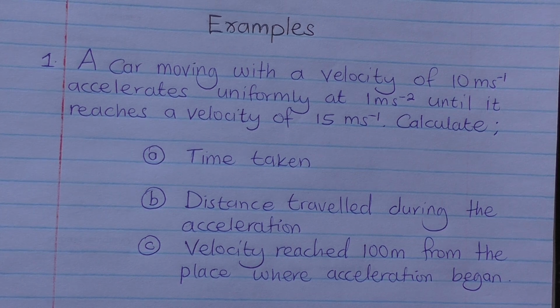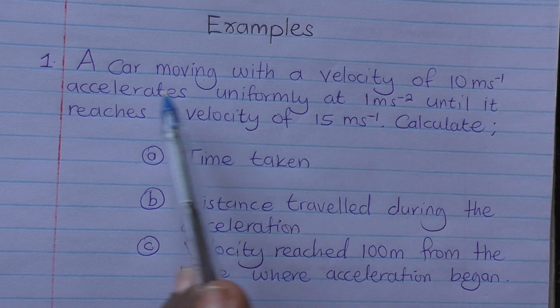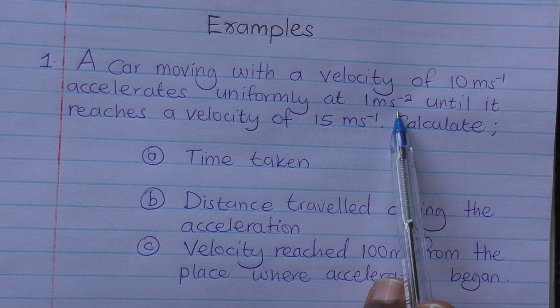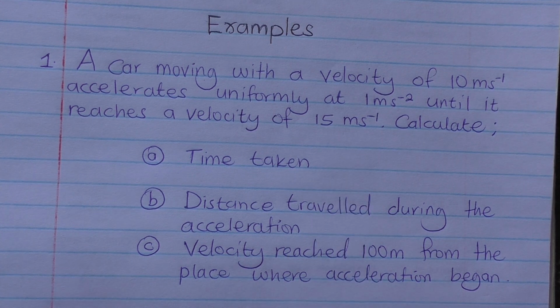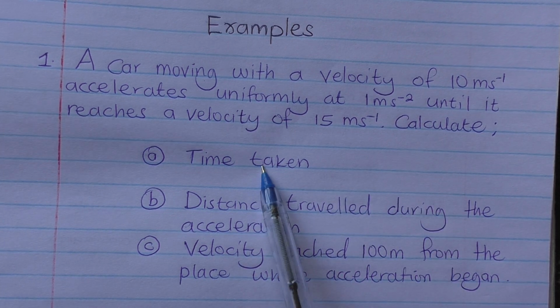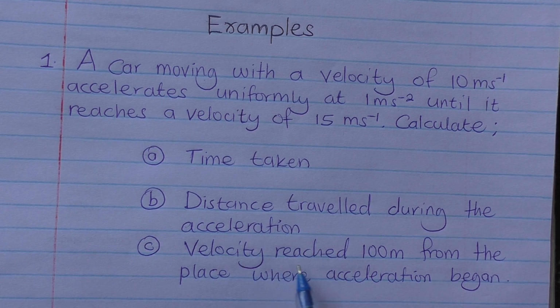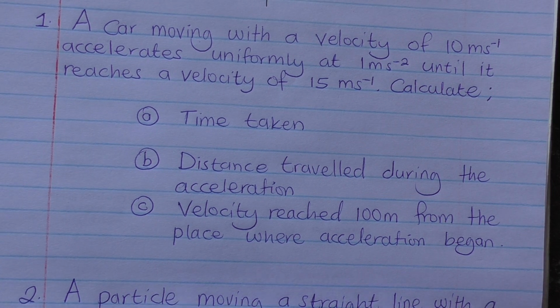Our example 1 says, a car moving with a velocity of 10 meters per second accelerates uniformly at a rate of 1 meter per square second until it reaches a velocity of 15. They want us to calculate the time taken, the distance traveled during the acceleration, and the velocity reached 100 meters from the place where acceleration began. So this is how we are applying the equations to solve this problem.